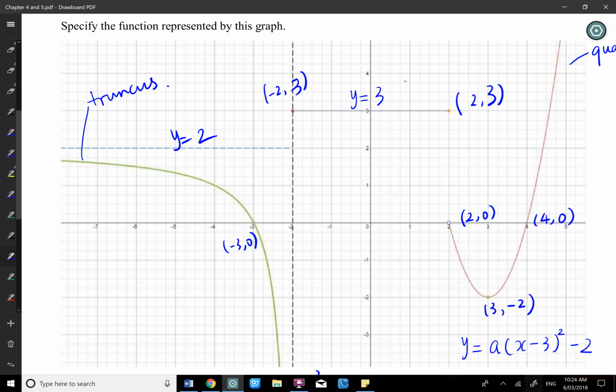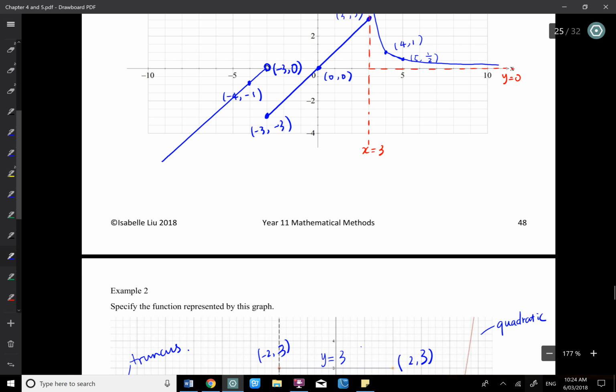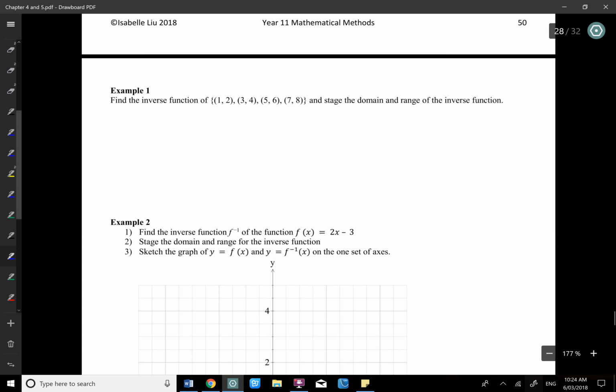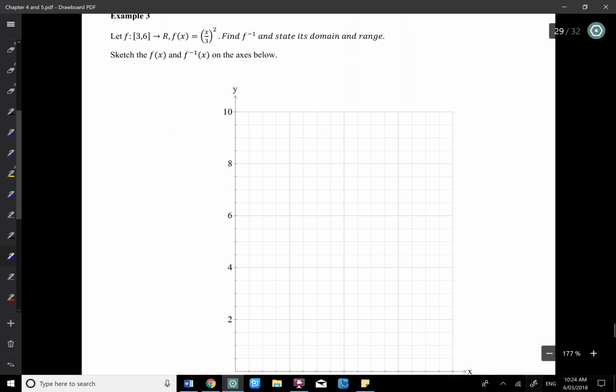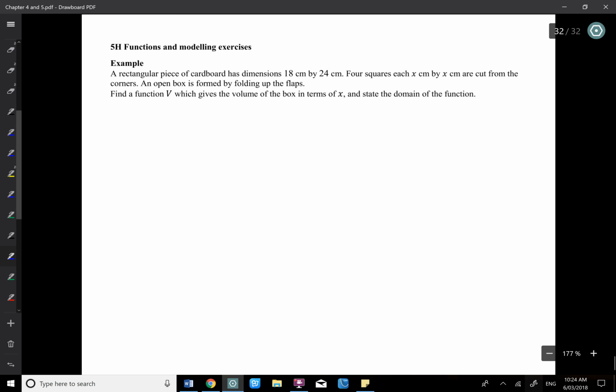Any other questions? Okay, if no, we have done all of chapter 4 and almost everything in chapter 5. We have 2 more exercises. Tomorrow is inverse function and the next lesson will be just modeling.